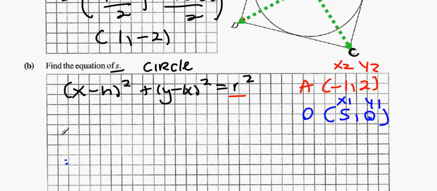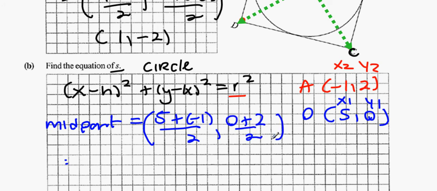So midpoint, once again, it's the midpoint formula from what we did a while back. It's going to be x1 plus x2 divided by 2, so 5 plus minus 1 divided by 2, plus y1 plus y2 divided by 2, so 0 plus 2 divided by 2. What we get is 4 divided by 2, which is 2, and 2 divided by 2, which is 1. So this is the point 2, 1.